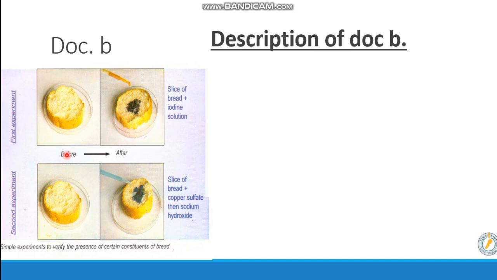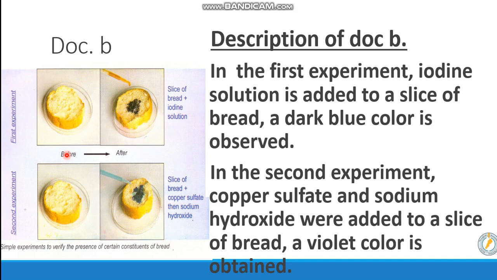Here, the description of document B is: in the first experiment, iodine solution is added to a slice of bread. A dark blue color is observed. In the second experiment, copper sulfate and sodium hydroxide were added to a slice of bread. A violet color is obtained.